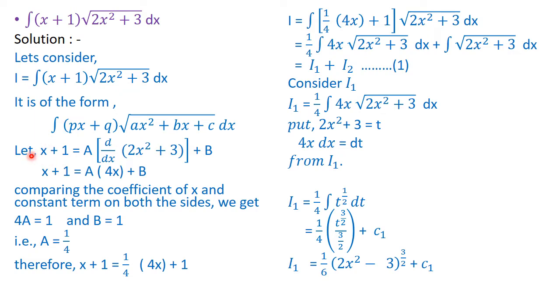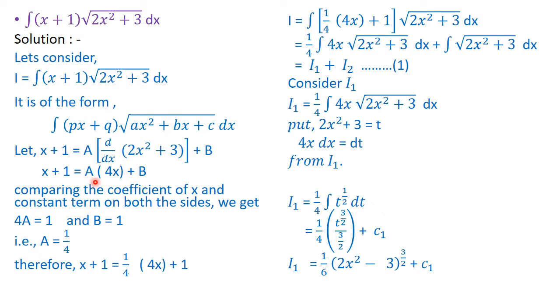Now, using the given format, consider the linear part. It can be expressed as A into the derivative of the quadratic term plus B. That is, x plus 1 is equal to A into the derivative of 2x square, that is 2 into 2x, which is 4x, plus the derivative of 3, which is 0, and plus B as it is. That is, we have x plus 1 is equal to 4Ax plus B.